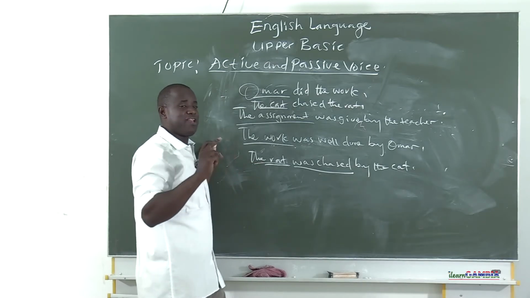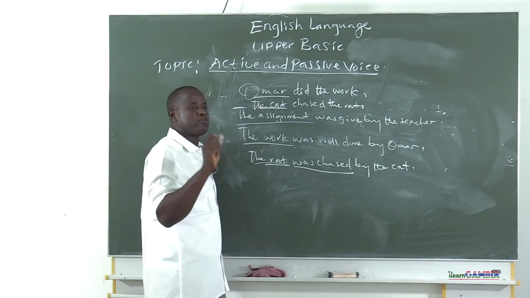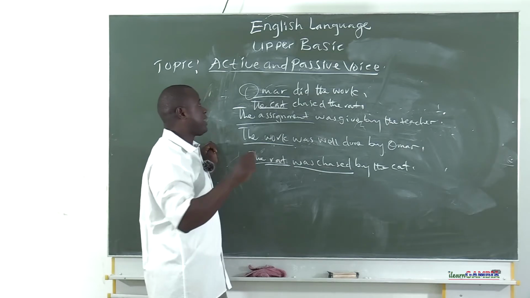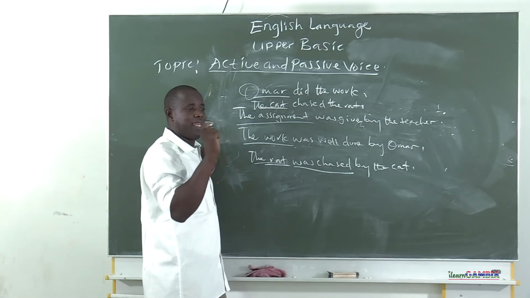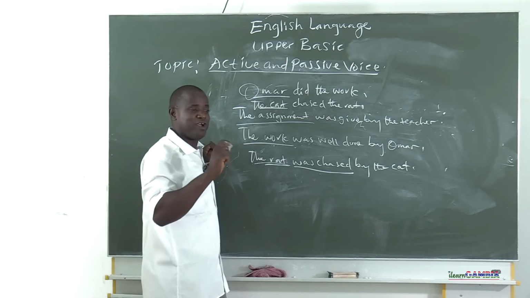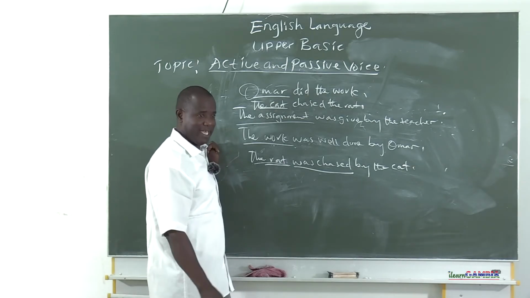So when you have sentences in a passive voice, the subject doesn't do anything. The subject can only be a doer of the action in an active voice. But in passive voice sentences, the subject doesn't do anything.